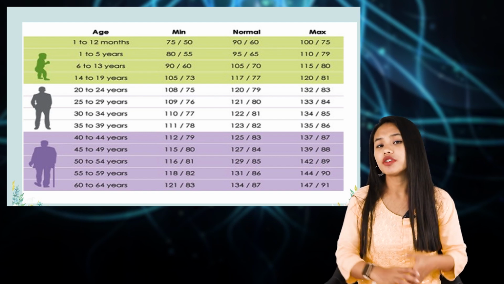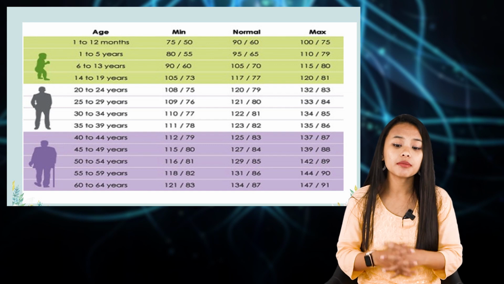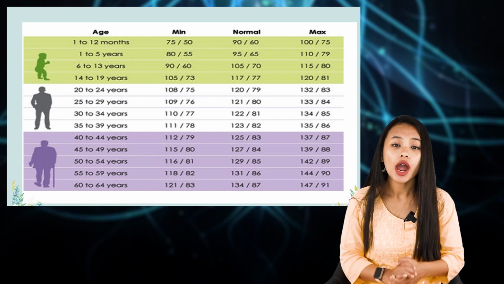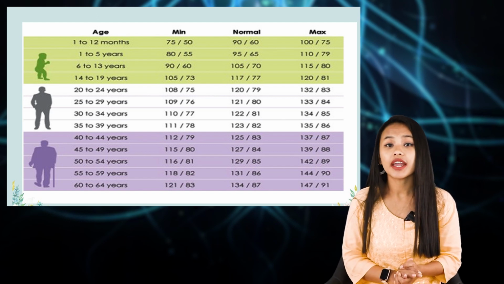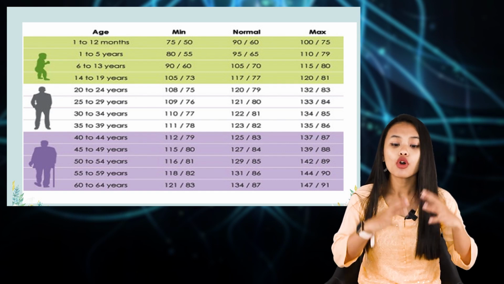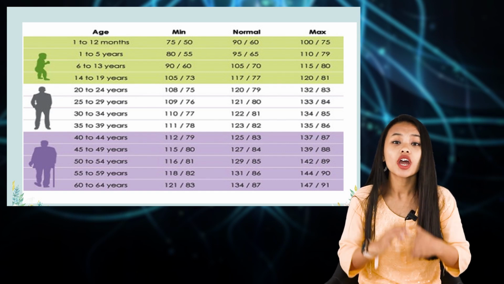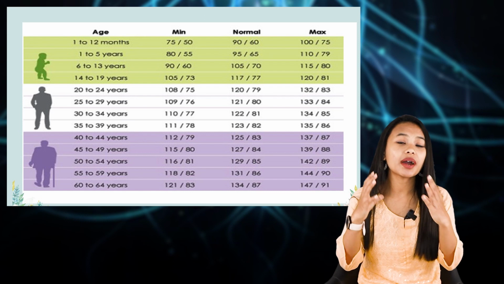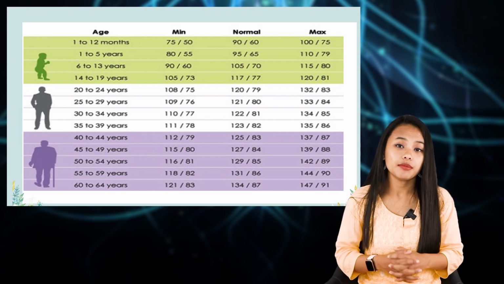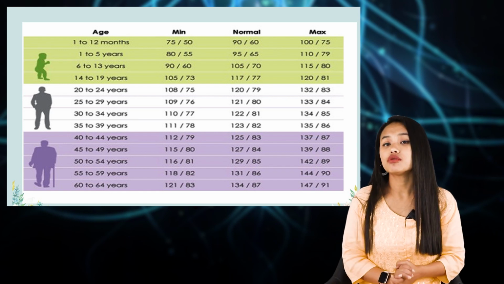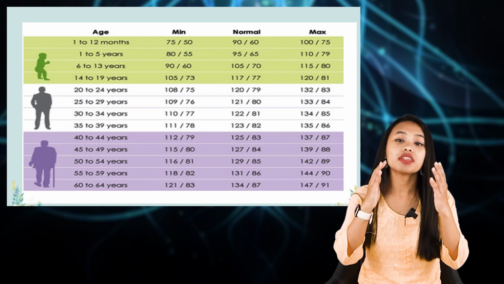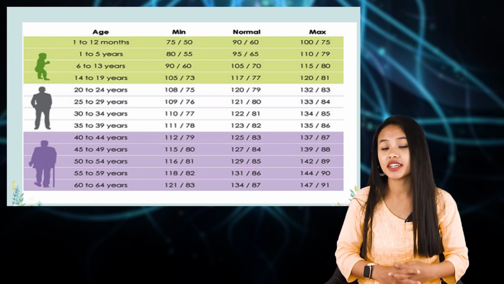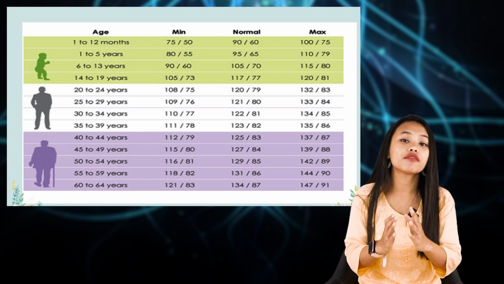And for those who are between 45 to 49 years of age, their minimum can be 115 by 80, their normal is 127 by 84, and their maximum can be 139 by 89. And for those between 50 to 54 years of age, their minimum can be 116 by 81, their normal is 129 by 85, and their maximum can be 142 by 89. And for those between 55 to 59 years, their minimum can be 118 by 82, their normal can be 131 by 86, and the maximum can be 144 by 90.